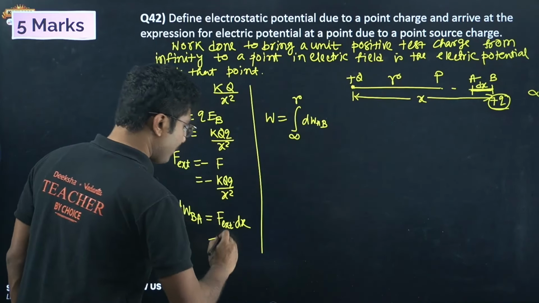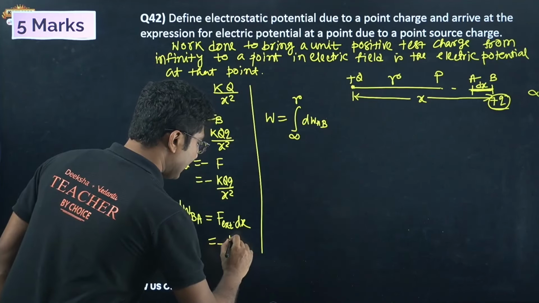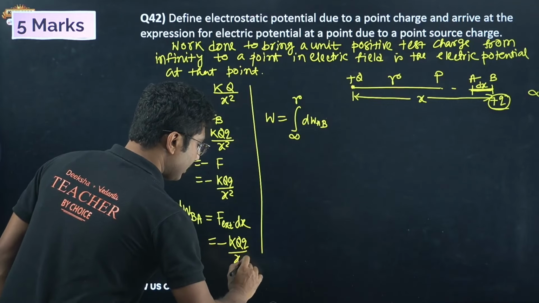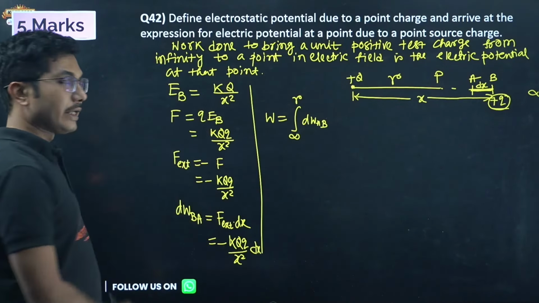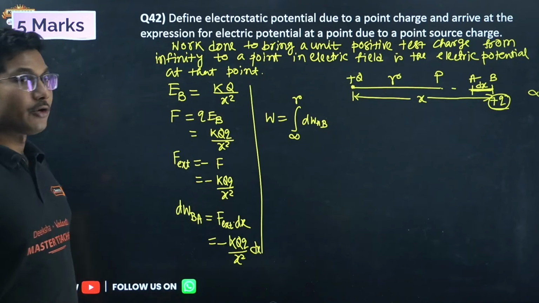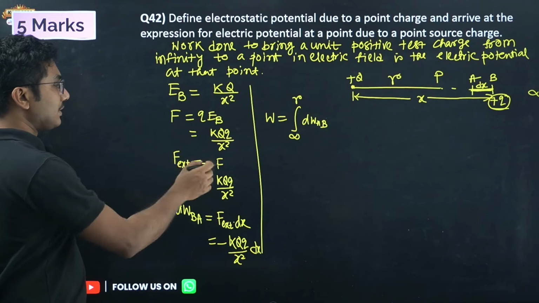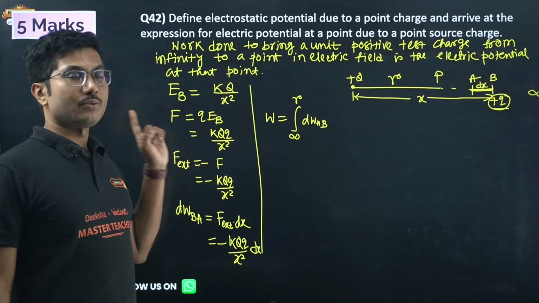Now first, obviously you have to put that external force value over here, minus K capital Q small q divided by x square into dx. Don't forget the negative sign. Negative sign is very important, otherwise you will miss out. Also mention that external is equal to minus F, that's why it is negative. If you do not mention it, 1 mark will be deducted. Right, now let's try to simplify this.